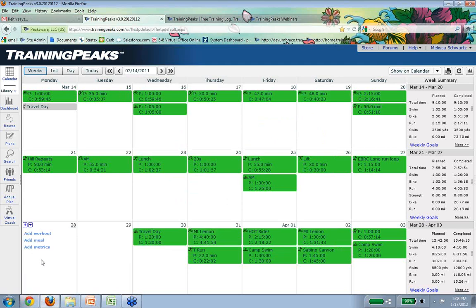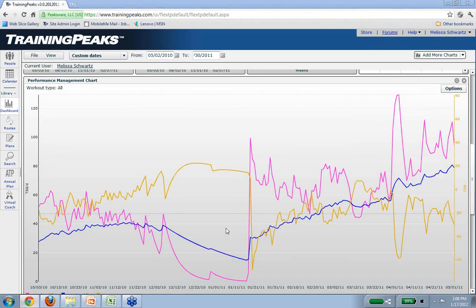And then finally, if you want to know where you access the performance management chart, that's on your dashboard. It's not a great chart, but this is an example of what a performance management chart looks like. It's just a chart that you drag and drop onto your dashboard.